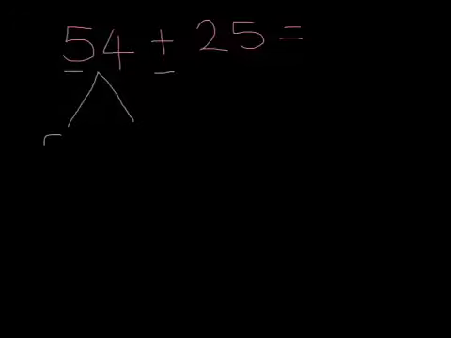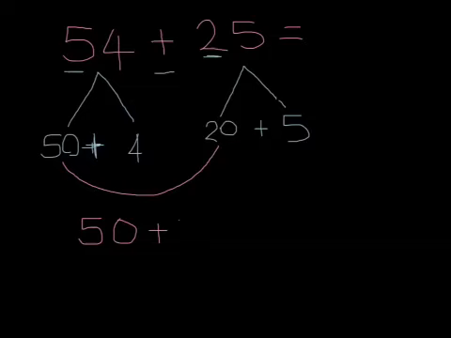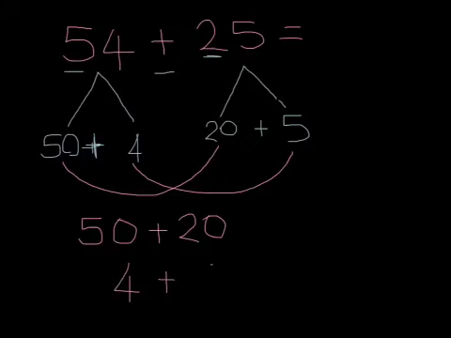If I was going to break up my 54 into tens and ones, it would look like this, because there's 5 tens, which is 50, and there's 4 ones, which is just 4. Ones are always just one digit. If I'm going to break up my 25, I can see that I've got 2 tens, which is 20, and 5 ones, which is 5. Then I'm going to add my tens together. I'll write that down. 50 plus 20, and then I'm going to add my ones together, which is 4 plus 5.